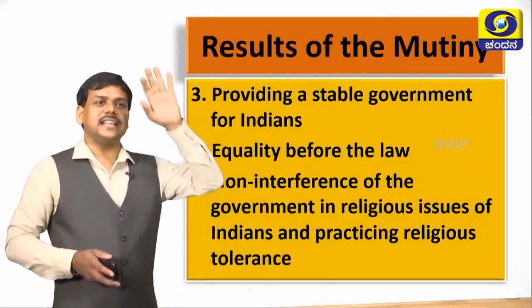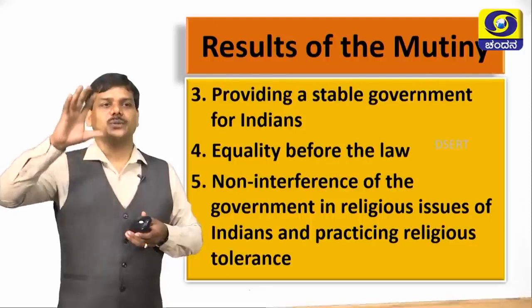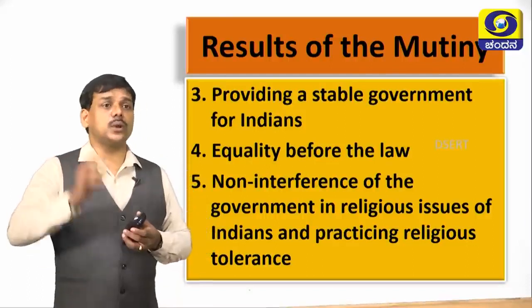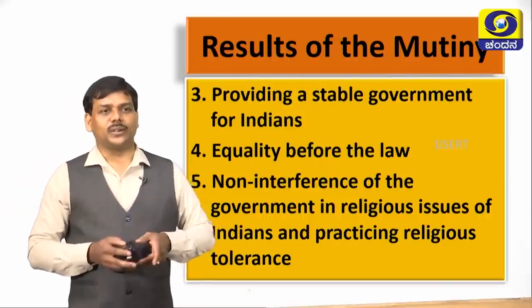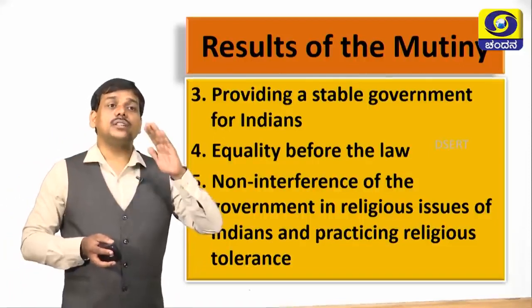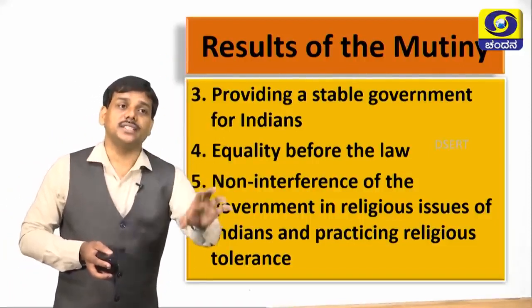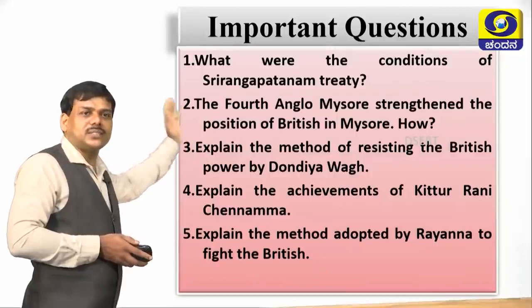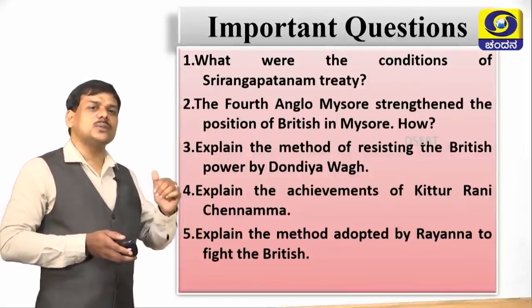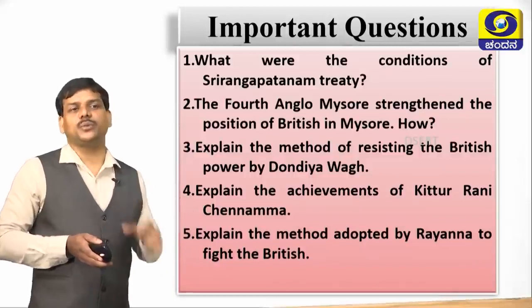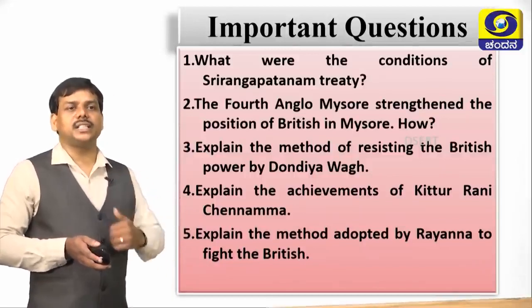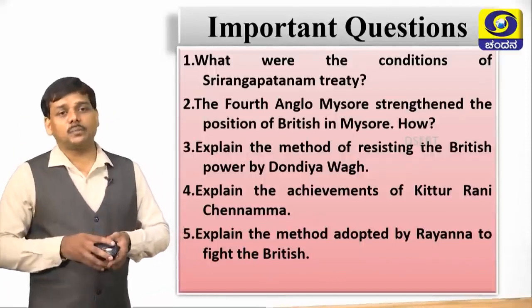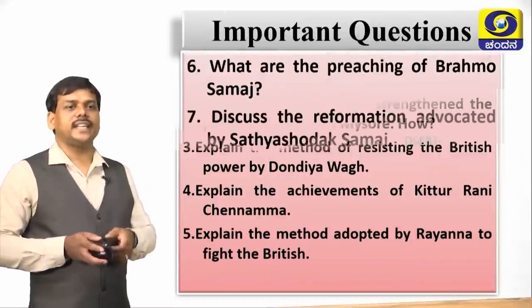Dear children, in this way, in lesson number 6, you have to give importance to the causes of mutiny and also the reasons for failure, effects of 1857 revolt. Now we shall see what are the important questions which can be asked in these 3 lessons. Okay, here you can see the important questions. What were the conditions of Srirangapatnam Treaty? The 4th Anglo-Mysore War strengthened the position of British in Mysore. How? Explain the method of resisting the British power by Dondiyavak. Explain the achievements of Kittur Rani Chennamma. Explain the method adopted by Sangolli Rayanna to fight against the British.